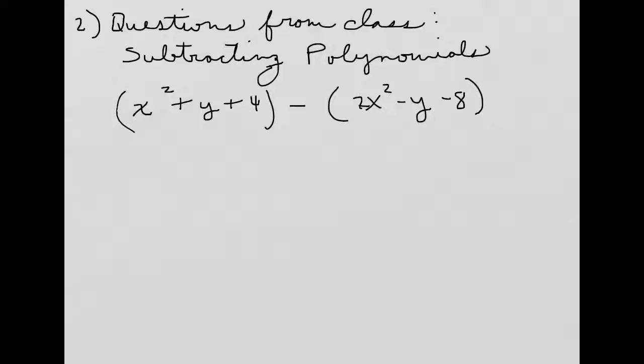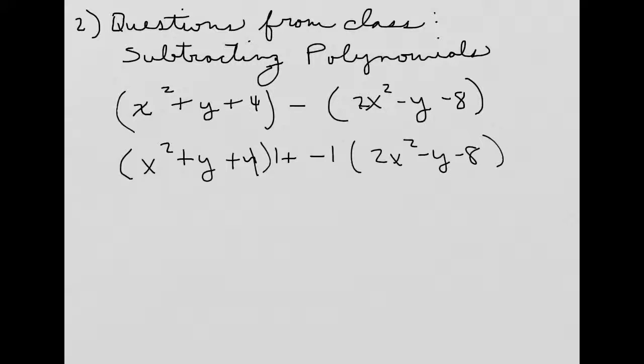And I guess the easiest explanation would be, let's say you had the same expression, same polynomial. Wouldn't a minus sign be the same thing as multiplying a positive 1 by a negative 1? 2x squared minus y minus 8. So now I can distribute this negative 1 inside the parentheses. So let's go ahead and do that.